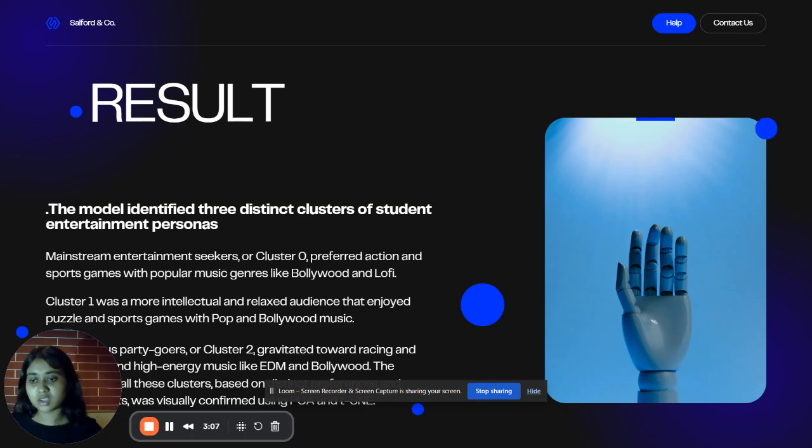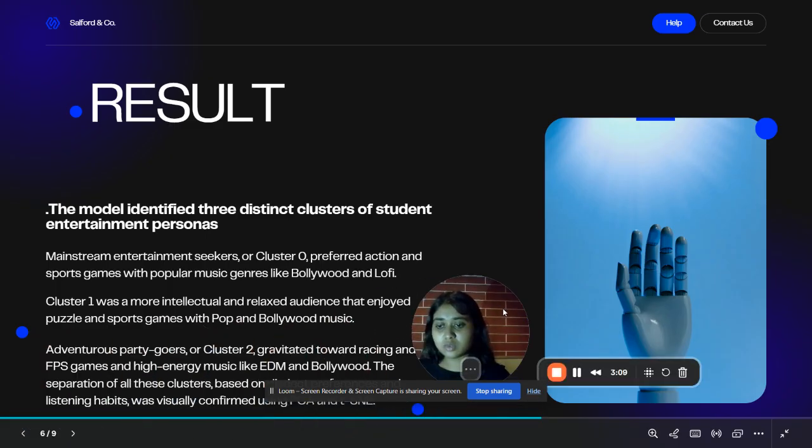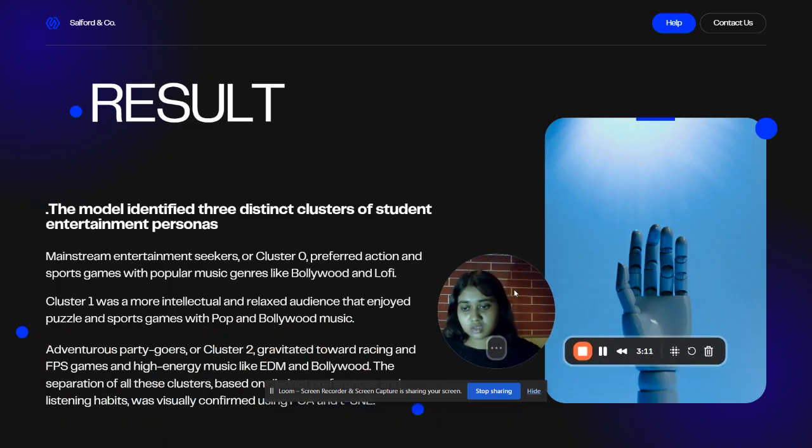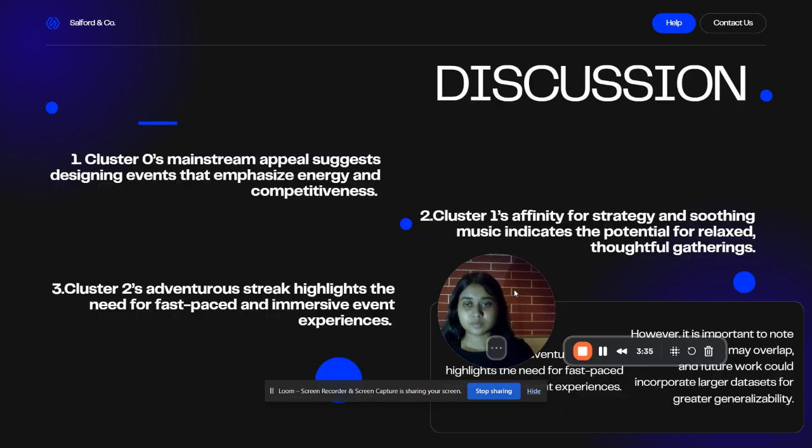Hello, so welcome to the discussion. We're going to analyze the types of clusters that we got from the analysis, and there are mainly 3 types of clusters: cluster 0, cluster 1, and cluster 2. From cluster 0, we can see it has mainstream appeal, so we suggest that we can design events that emphasize energy and competitiveness. From cluster 1, we see an affinity for strategy and soothing music, which indicates the potential for relaxed and thoughtful gatherings. Cluster 2 highlights the need for fast-paced and expressive event experiences like FPS-based events and so on.